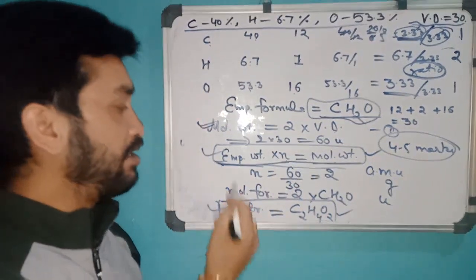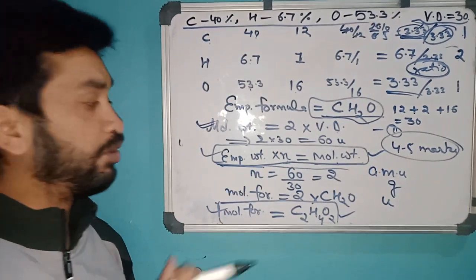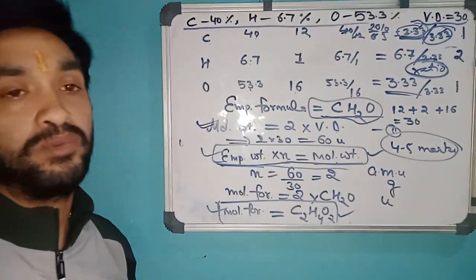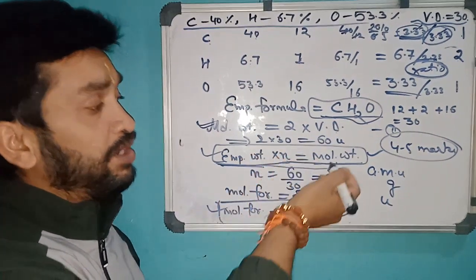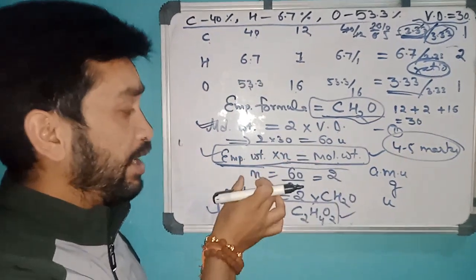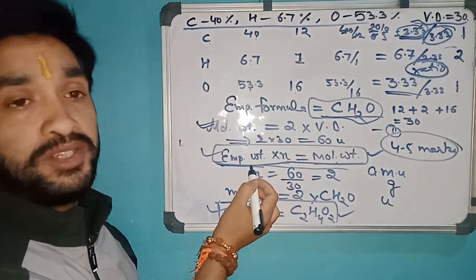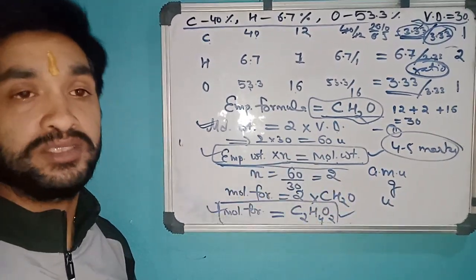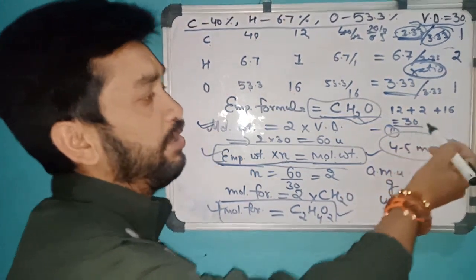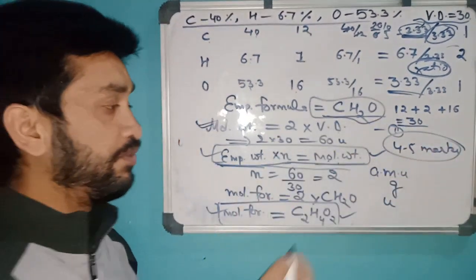With the help of this formula, weight can be written as formula. In the second part, you have to write the same formula, but instead of weight you have to write formula only. That much is the difference here. So empirical weight into n equals molecular weight. Now n equals this; it is in multiplication, so it will go in division. So molecular weight upon empirical weight, 60 by 30, empirical weight we calculated here. So the answer we got was 2.